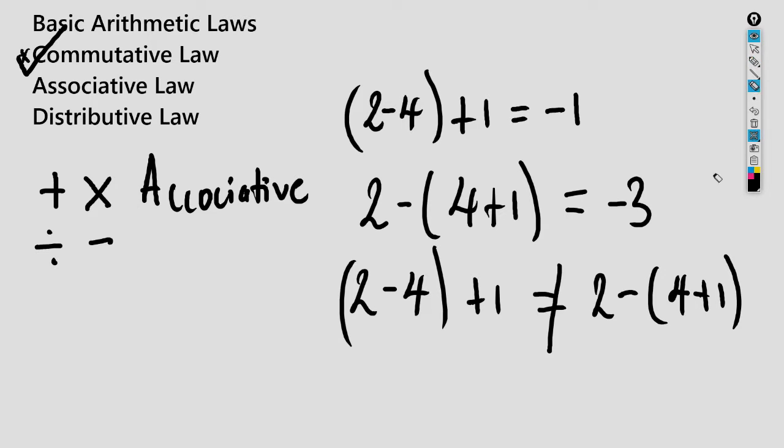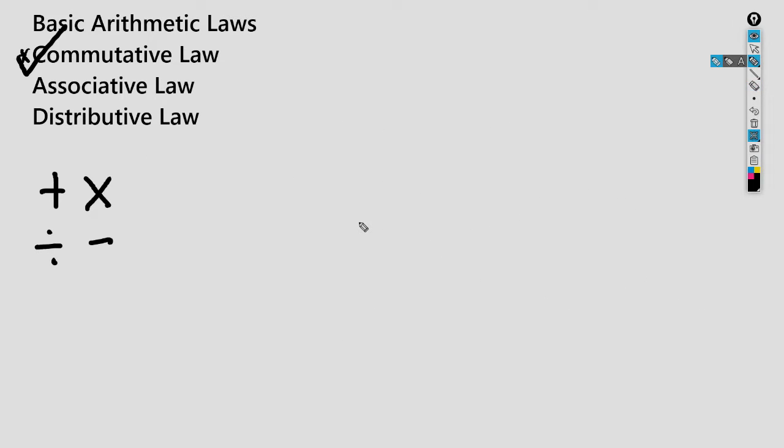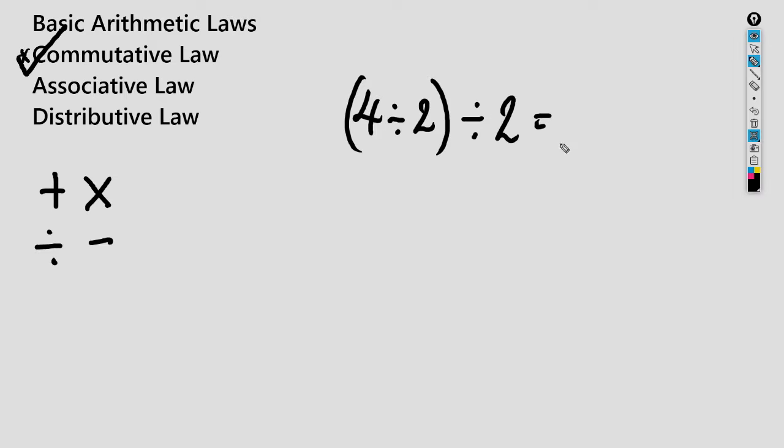All right, and let's look at division now. Let's say we have 4 divided by 2, divided by 2. Let's do that. And then let's move the bracket and say 4 divided by 2 divided by 2. We're going to end up with something totally different, guys. It's going to be 4 divided by 2, which is 2, divided by 2.